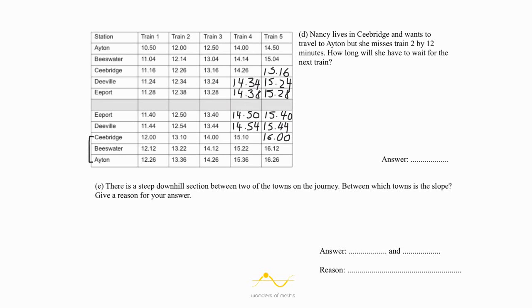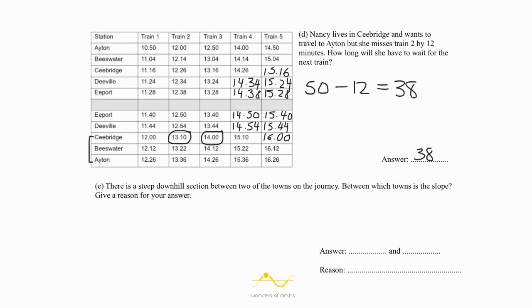If we look at the table again, we'll see that train 2 was at 1:10, and the next train, train 3, is at 2. The difference in time between these two trains is 50 minutes, but Nancy was 12 minutes late for train 2, which means she has to wait 12 fewer minutes for the next train. So we have to do 50 minus 12, which gives us a final answer of 38 minutes.